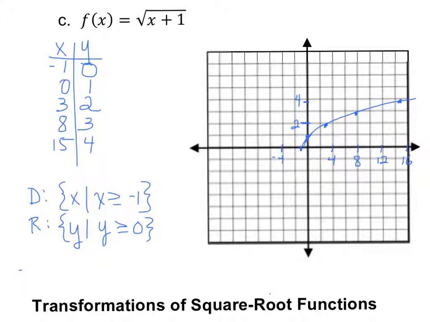If we look at C, f of x equals square root of x plus 1, we can see that it really just shifts the parent function square root of x to the left by 1 unit. So our domain is the set of x's such that x is greater than or equal to -1, and then our y's are the set of all y values such that y is greater than or equal to 0. And we can see what that curve looks like just by plotting those few points. Now if you'll move on, we'll check D next.